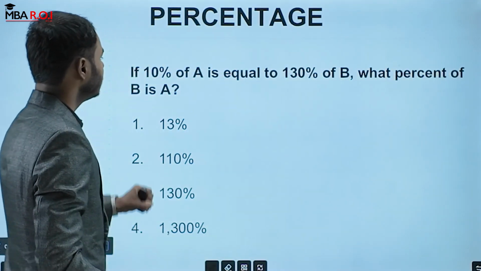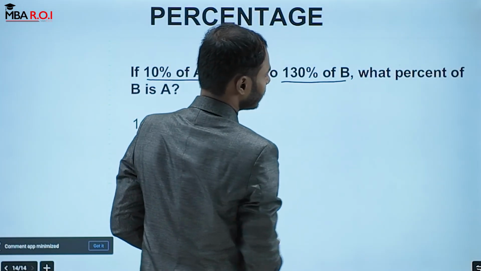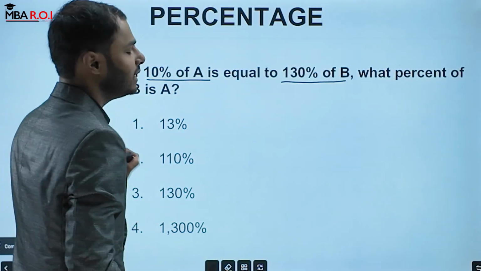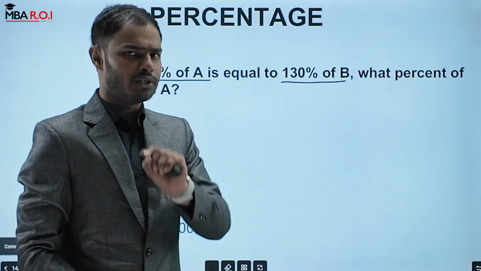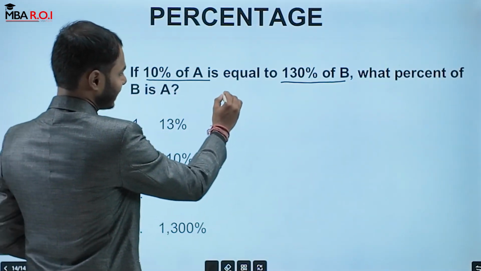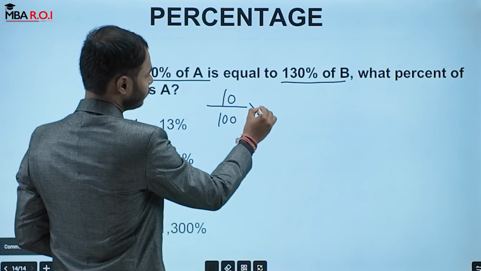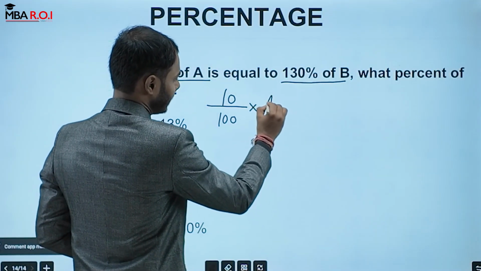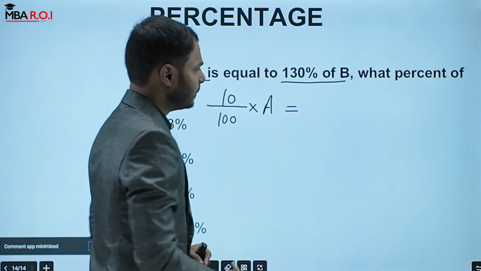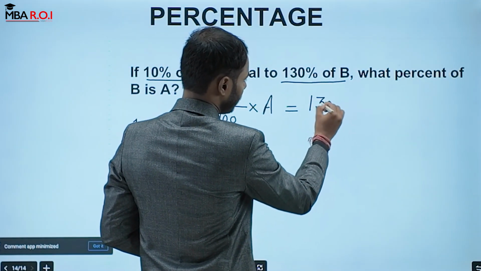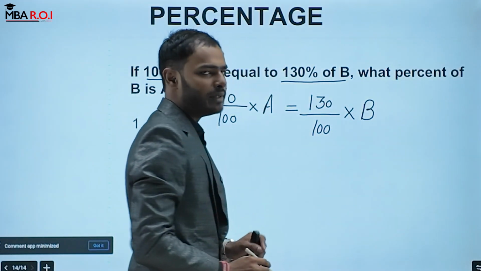First we are going to read the question: if 10% of A is equal to 130% of B, what percent of B is A? So in this question, again we need to use keywords very carefully. So it says 10, which means 10, percent, which means divided by 100, of means multiplication, A means simply A, is equal to, it means equal to sign, 130% of B. So similarly 130% means divided by 100, of means multiplication, and B means simply B.